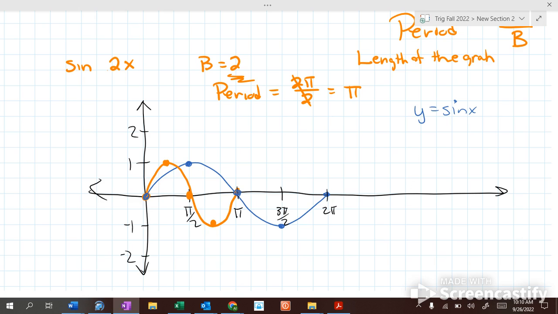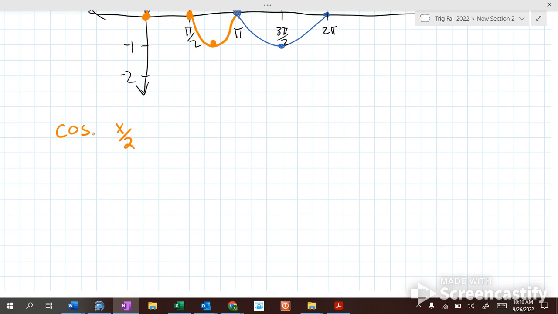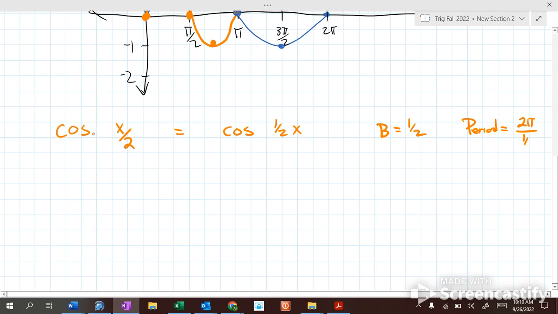Okay. Let's do another one. Let's look at the cosine of x over 2. The cosine of x over 2. Well, that's the same as saying the cosine of 1/2 x, correct? X over 2 is 1/2 of x. So your b equals 1/2. So your period equals 2 pi divided by 1/2.